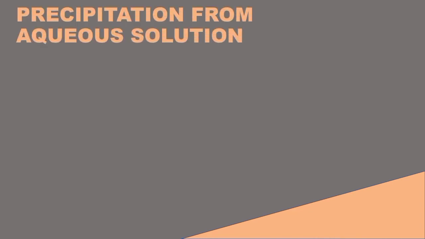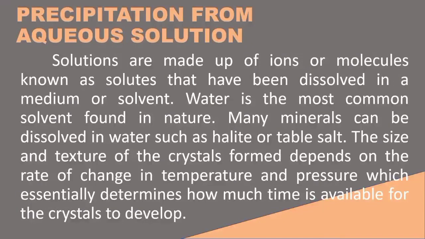Third, by precipitation from aqueous solution. Solutions are made of ions or molecules known as solutes that have been dissolved in a medium or solvent. Water is the most common solvent found in nature. Many minerals can be dissolved in water, such as halite or table salt. The size and texture of the crystals formed depend on the rate of change in temperature and pressure, which essentially determines how much time is available for the crystals to develop.